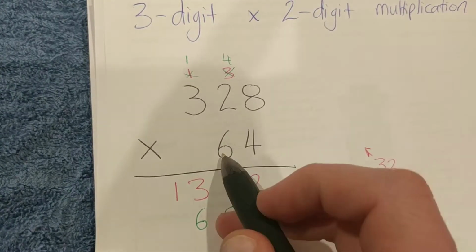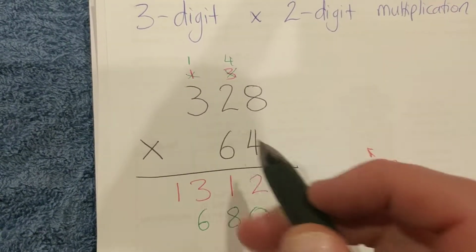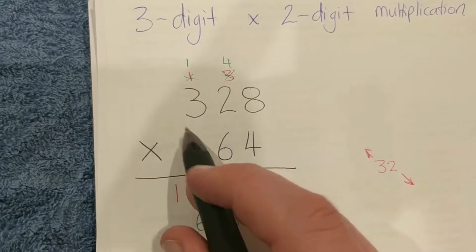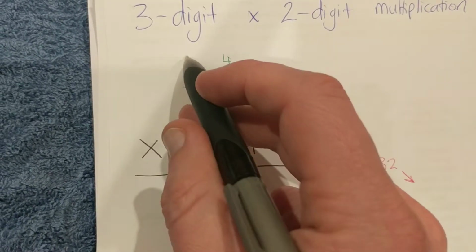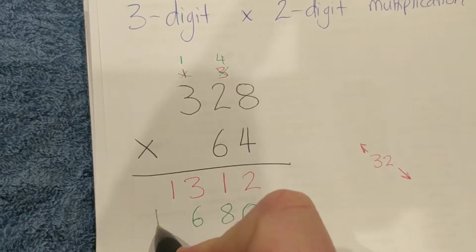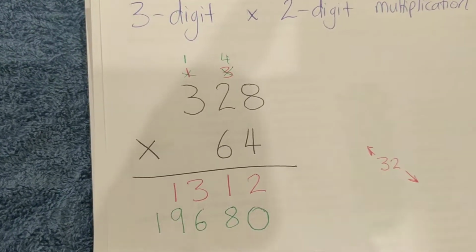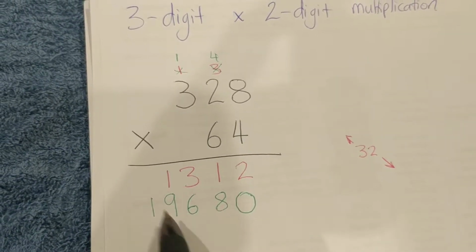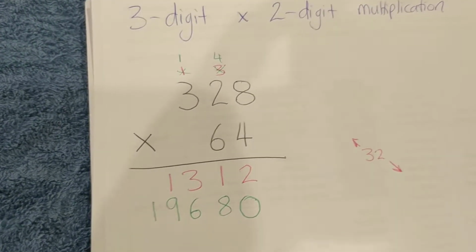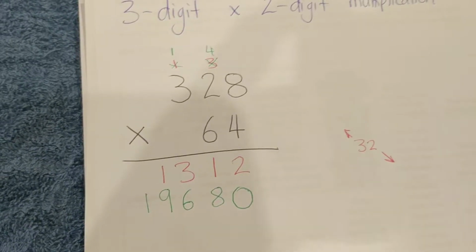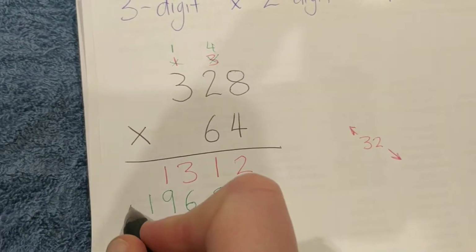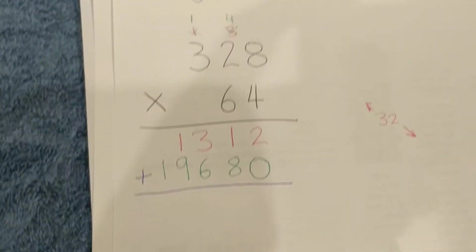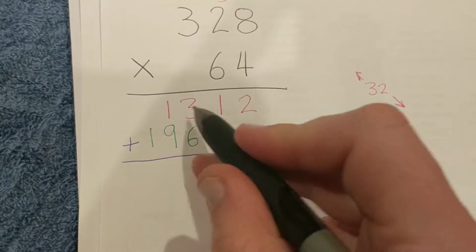Now that we've done 6 times 8 and 60 times 20, we can do 6 times 3, which is 300. So 6 times 3 is 18, plus 1 more is 19. Right, now we have our two answers for 4 times 328 and 60 times 328. And all that's left to do is to add those two numbers together. So now I'm going to indicate that I'm adding these together. I draw my line to show this is going to be an answer, and just simply add them up.